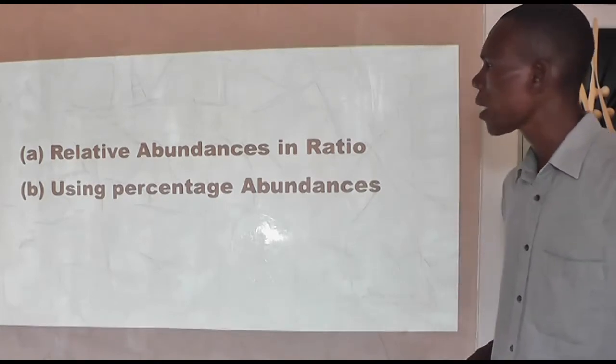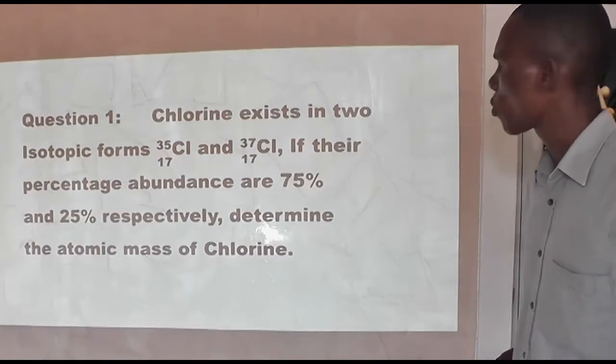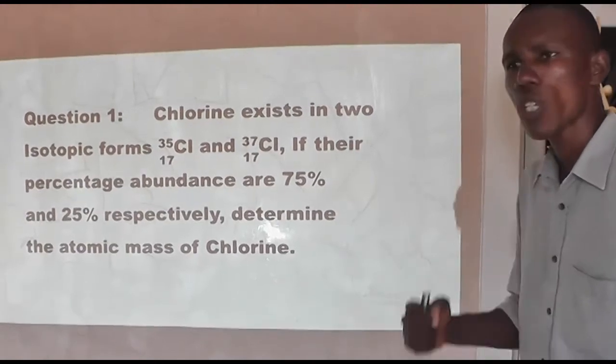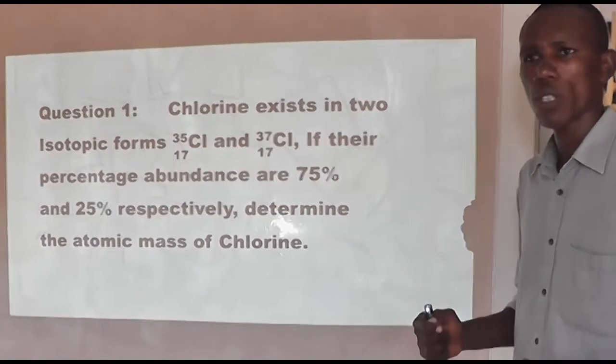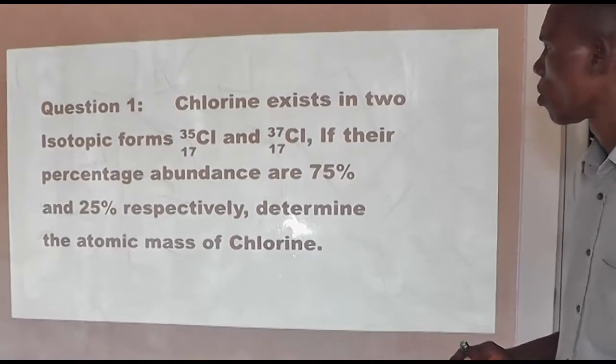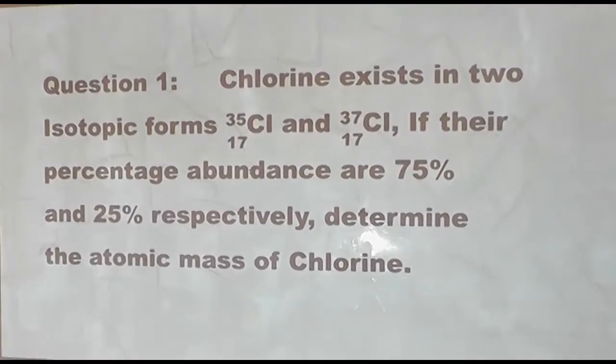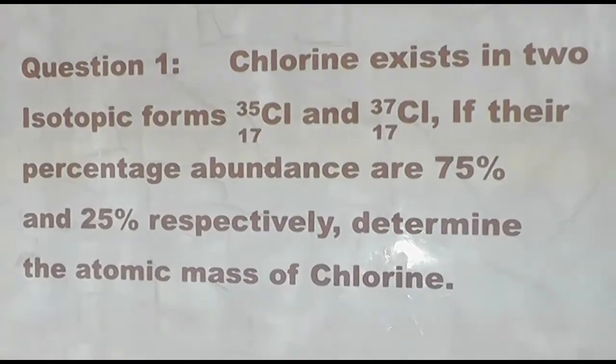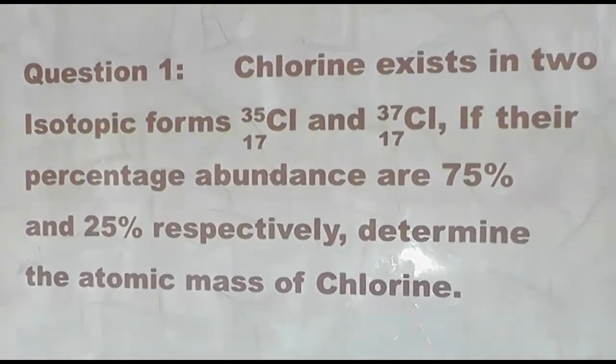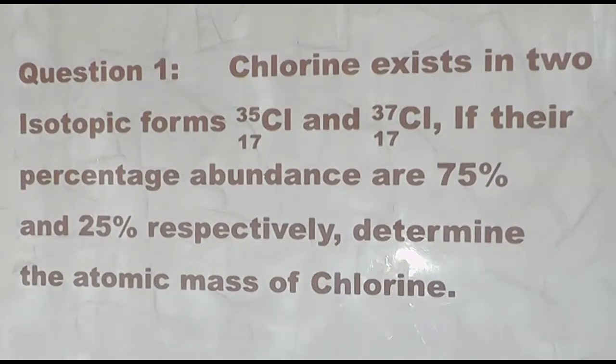On this note, let us quickly look at this question and use the two methods to solve the problem. Chlorine exists in two isotopic forms, which are chlorine 35 and chlorine 37. If their percentage abundances are 75% and 25% respectively, determine the atomic mass of chlorine.